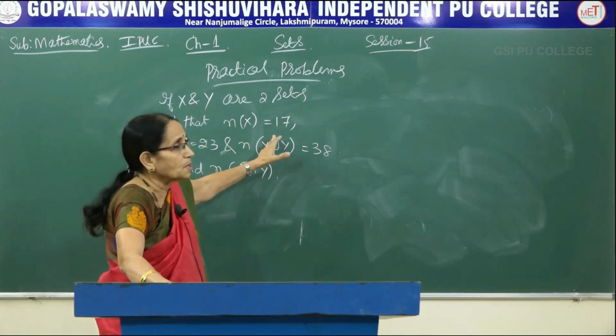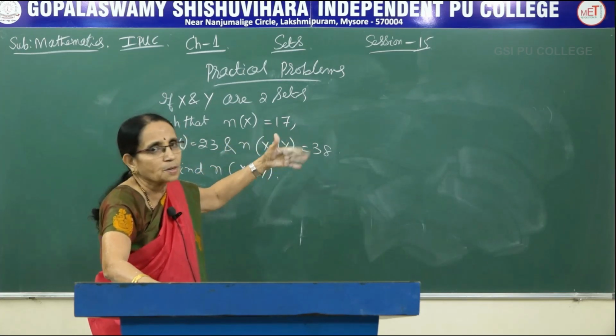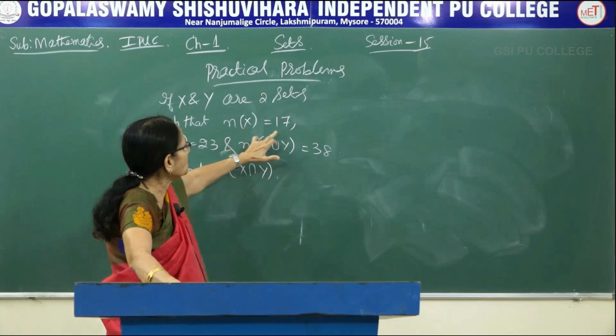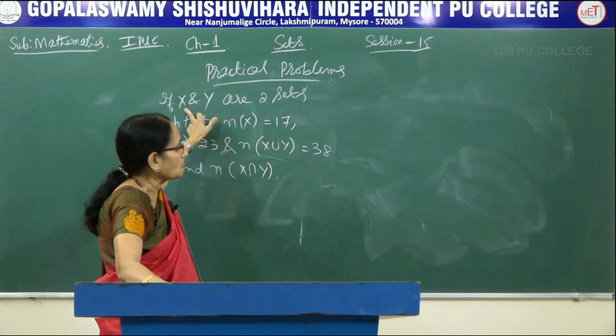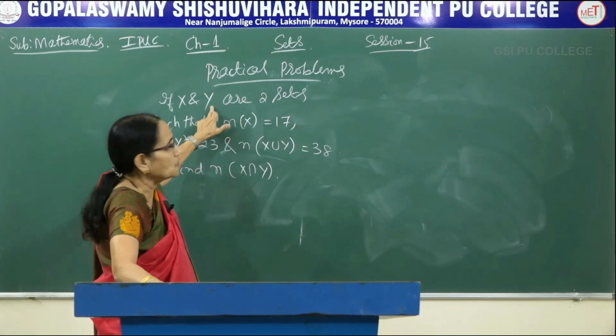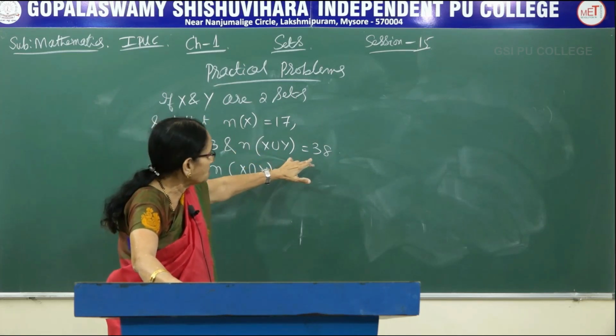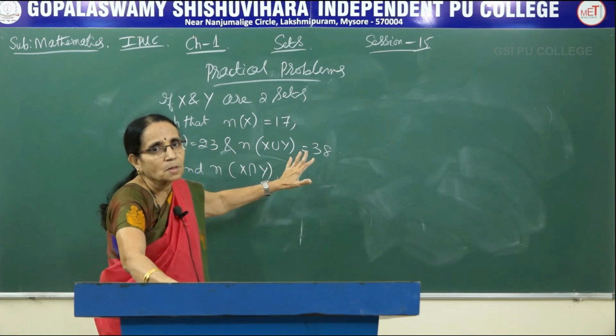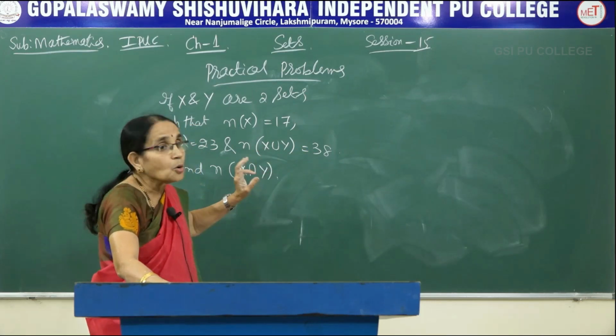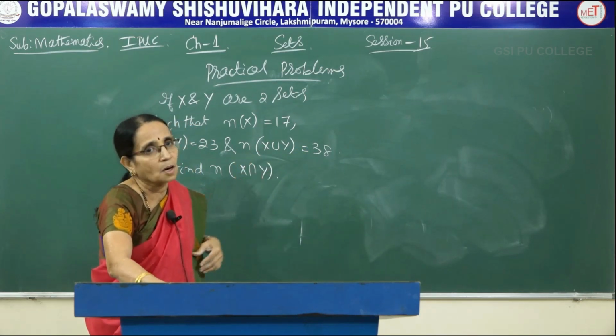N of x is 17. Directly it is given in the form n of x, n of y. That means there are 17 elements in the first set, 23 elements in the second set, and the union of them has 38 elements. What has to be calculated? How many elements are there in common?